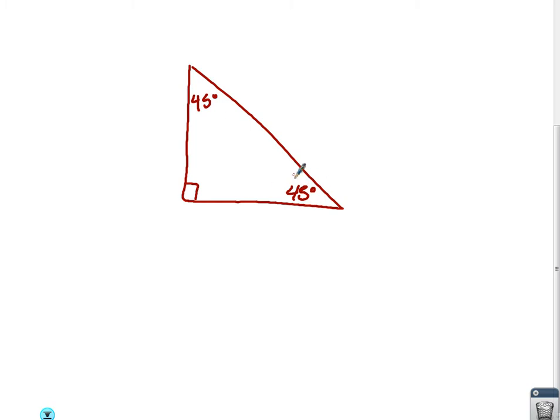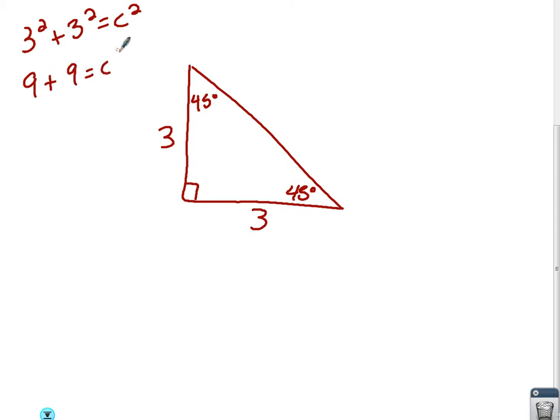So let me show you a couple of these. Let's see, if this is 3, what's this going to be? 3. It's an isosceles triangle. The two base angles are equal, so the two sides will also be equal. It's also a right triangle, so I'm going to use the Pythagorean theorem here. And watch what happens. 3 squared plus 3 squared equals c squared. I'm looking for this missing side.